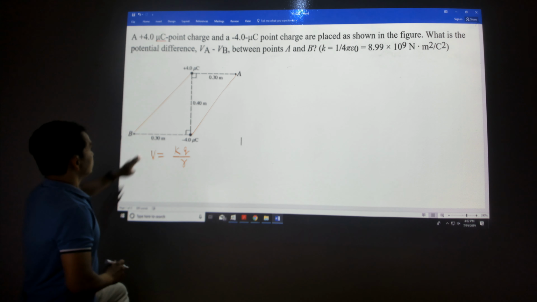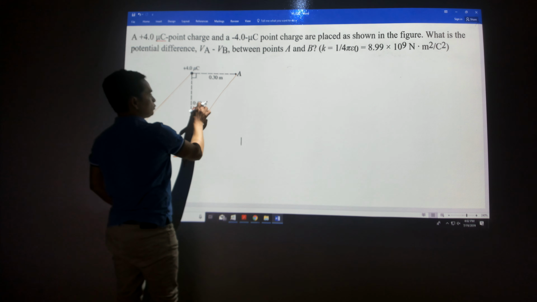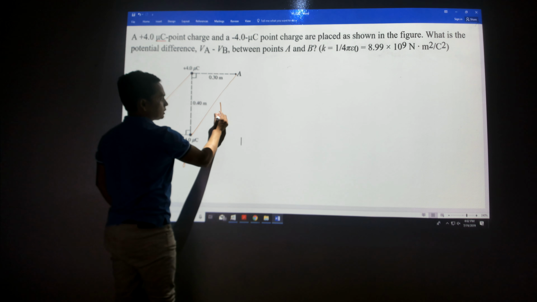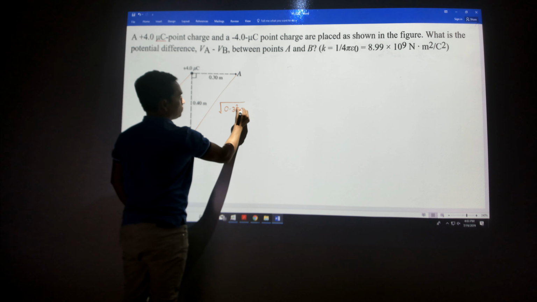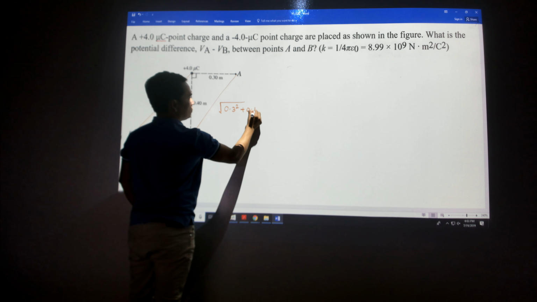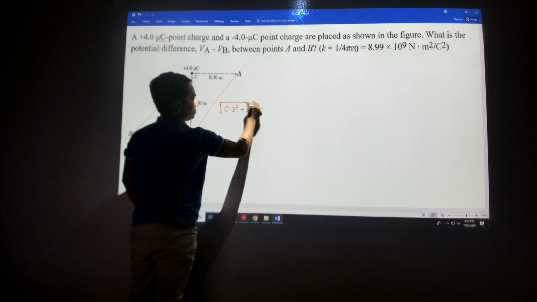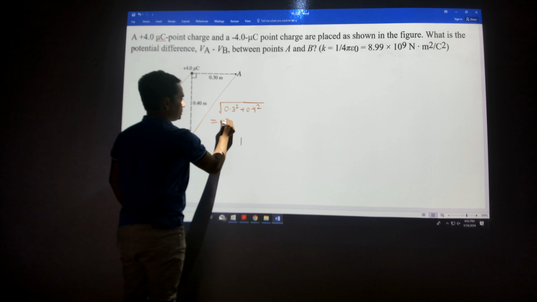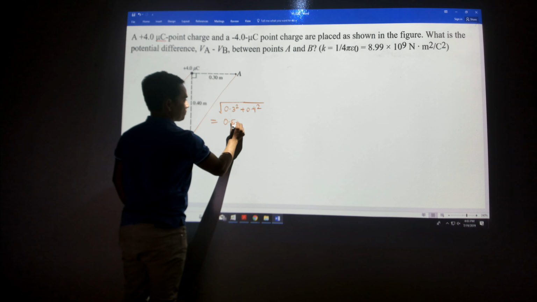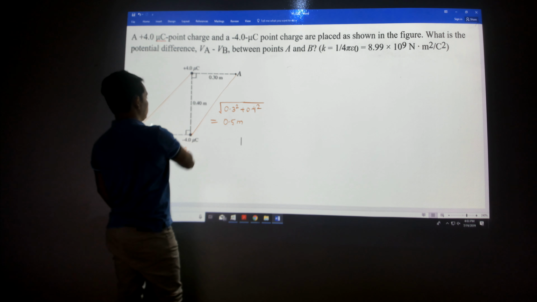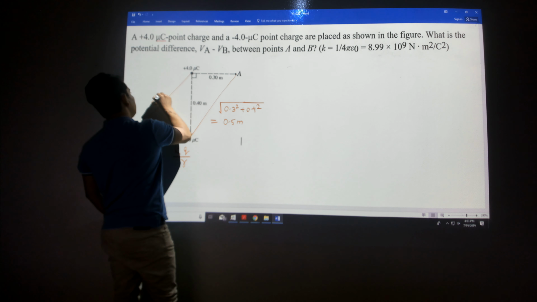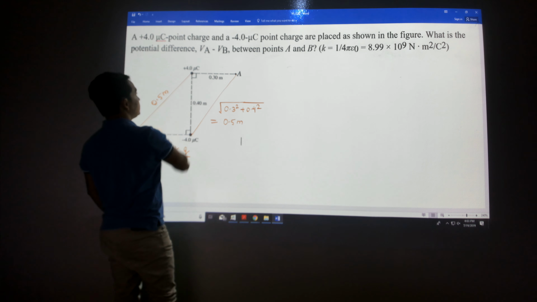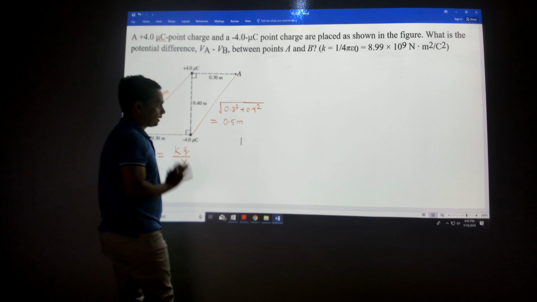Alright, so this is 0.3, this is 0.4, so this distance will be simply equal to the square root of 0.3 squared plus 0.4 squared, which would be equal to 0.5 meter. And this distance will also be 0.3 and 0.4, so this will again be 0.5 meter. All the distances are now given.